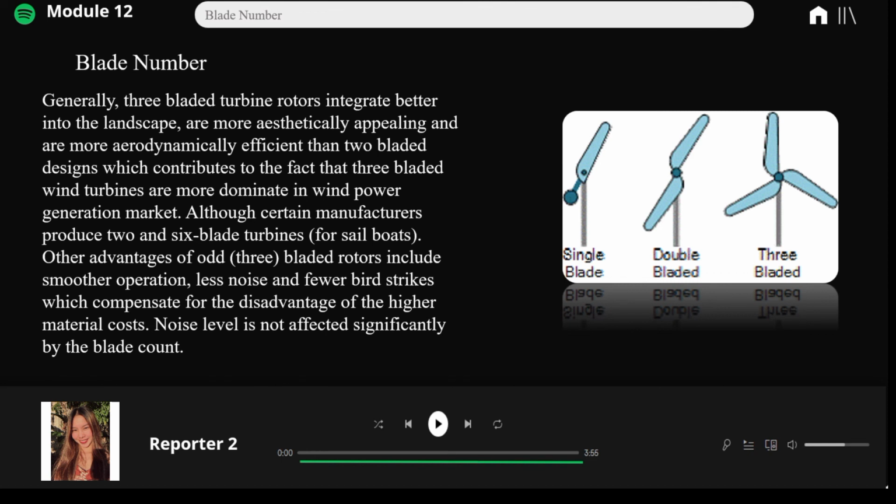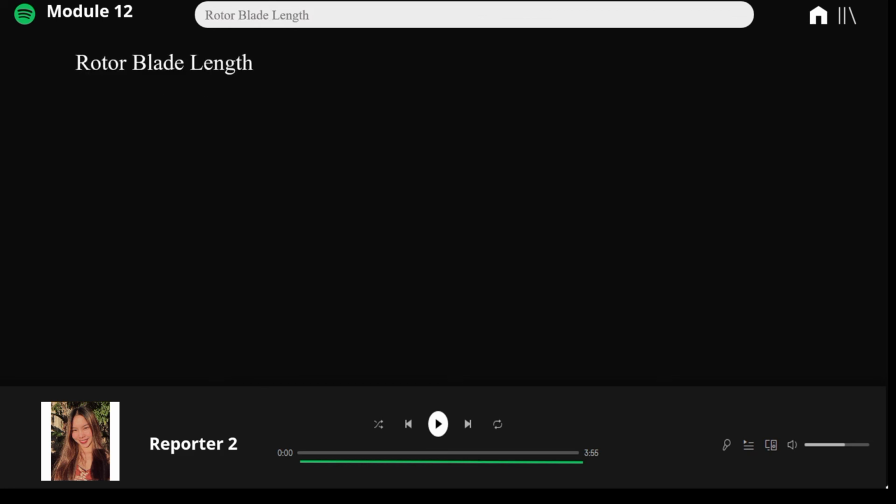Noise level is not affected significantly by the blade count. So, the wind turbine blade is an important component of a clean energy system because of its ability to capture energy from the wind. And the number of blades affects the rotation of the wind turbine. The number of blades is very important because it affects the speed and efficiency of the turbine. Thus, a small number of blades results in poor efficiency and may lead to inadequate performance. Next one is rotor blade length.